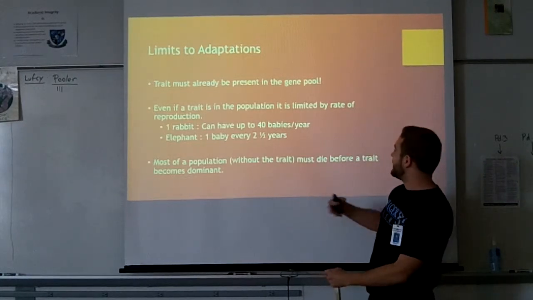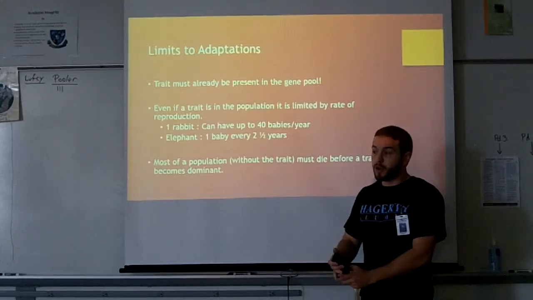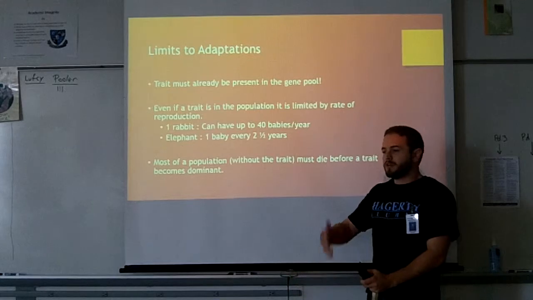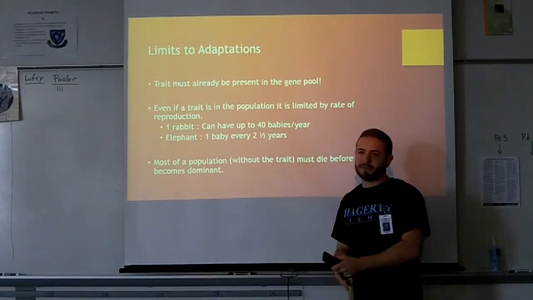And most of the population without the trait must die off before it becomes dominant. So the others without the trait, until they're all gone, are still reproducing as well, hopefully at lesser rates. And then once they're gone, those genes can become dominant.